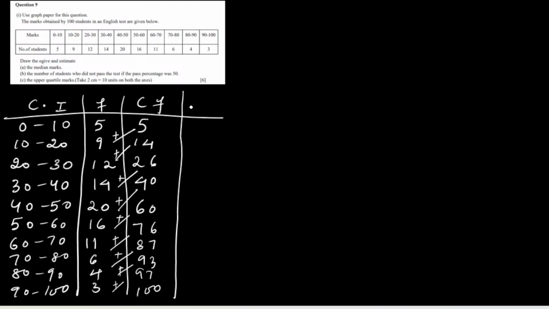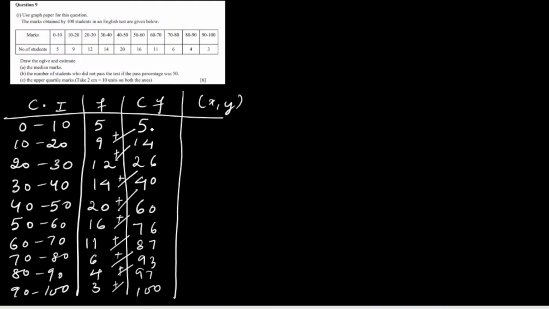Now you can see, whenever we are plotting an ogive graph, we will write the points. Let us write the points also. Points means the coordinates. Whenever we are drawing an ogive graph, we have to write the coordinates. So what coordinates are there?